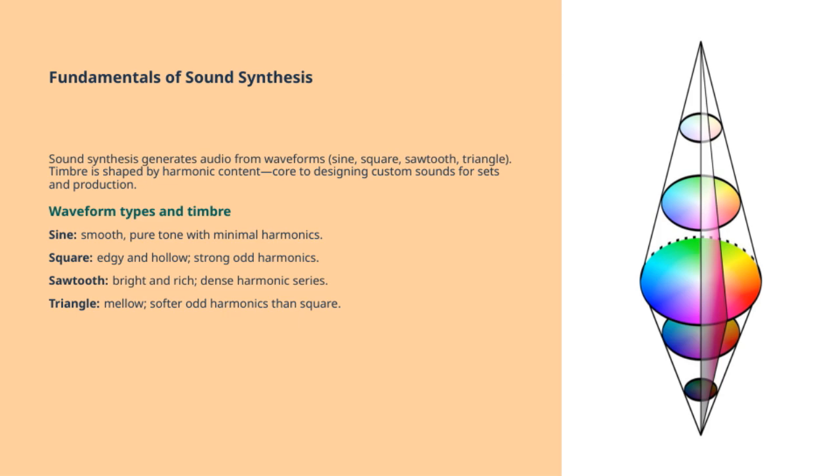Understanding how these waveforms and their harmonic content influence timbre is fundamental to sound synthesis. It allows us not just to recreate natural sounds, but also to invent entirely new sonic textures by manipulating these core waveforms. This is a key part of how we shape the overall character and mood of our sounds in production.